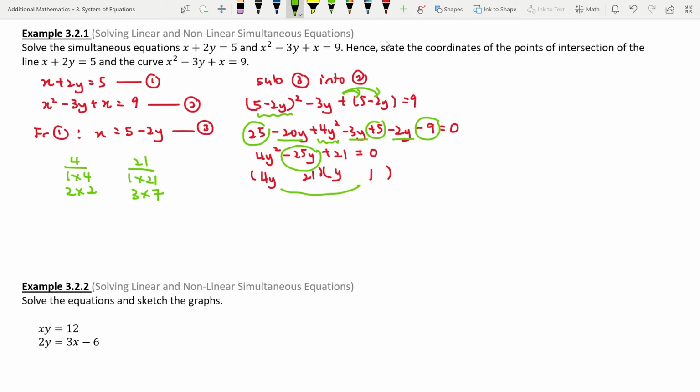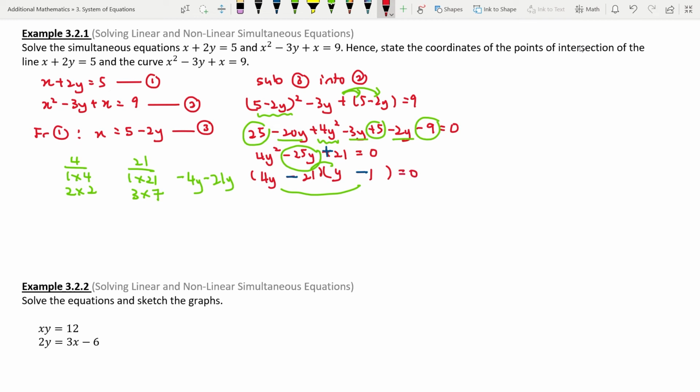Here we will get a 4y, and here we will get a 21y. In order to get negative 25, we need to minus 4y minus 21y. Hence, we put a negative here and a negative here. And we need to check, negative and a negative, we will get a positive. Therefore, this is the combination that we are looking for. We let the equation equals to 0.